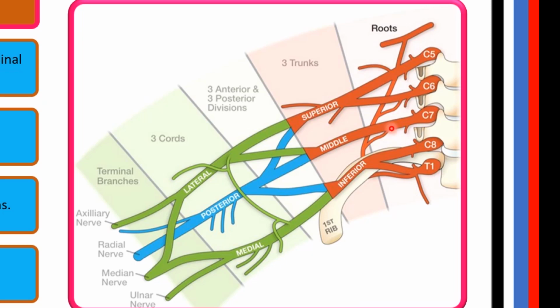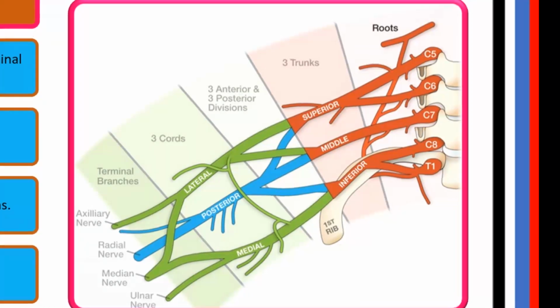Now the roots will fuse together to form the trunks. The trunks will split to form the divisions. The divisions will now merge again here to form the cords. And from the cords, we'll have the branches. So the cords will give off the infraclavicular branches, while the roots and the trunks will give off the supraclavicular branches. We'll now take them in details.